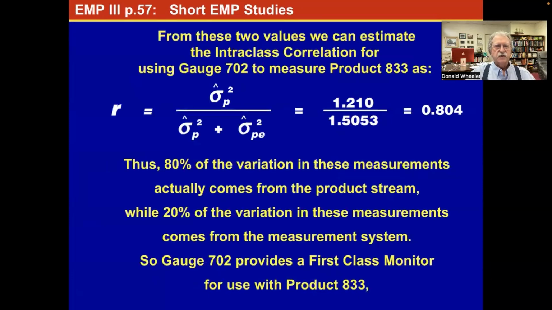From these two values, we estimate the intraclass correlation for using gauge 702 to measure product 833 as about 80%. 80% of the variation in these measurements actually comes from the product stream, while 20% of the variation in these measurements comes from the measurement system. So gauge 702 provides a first-class monitor for use with product 833.